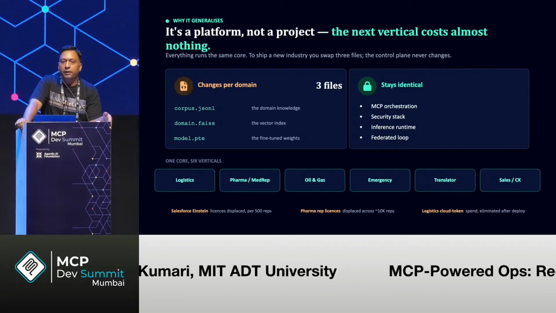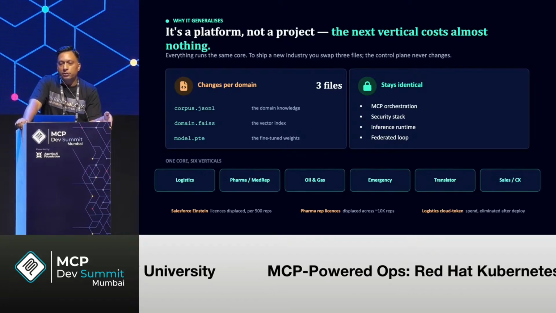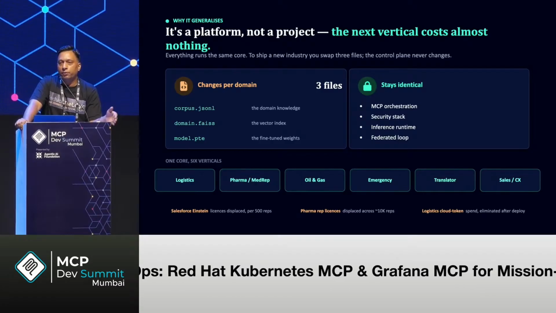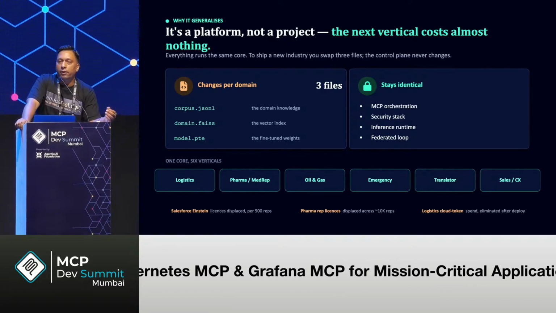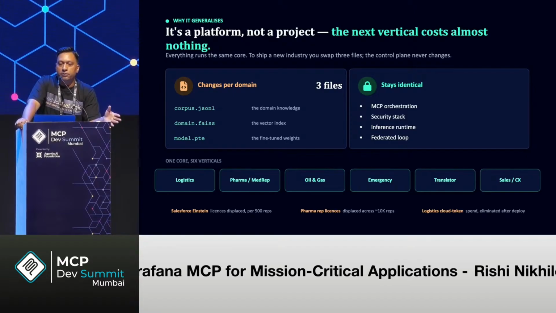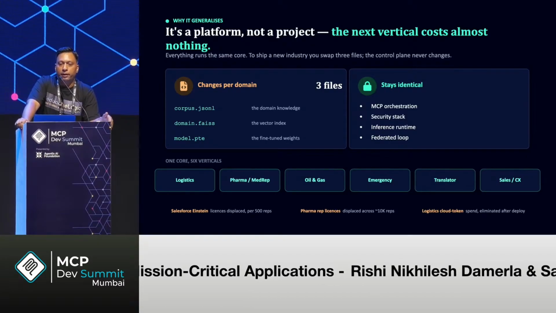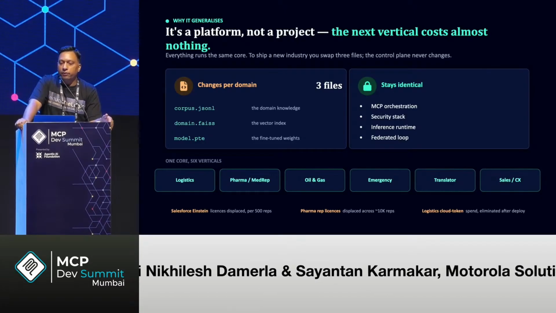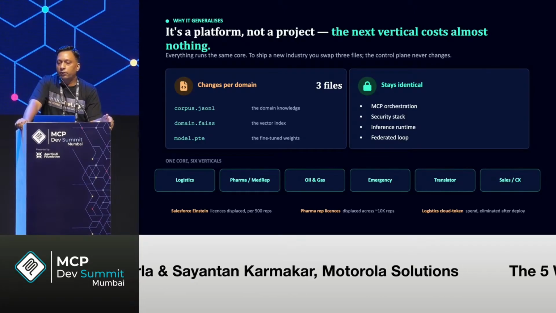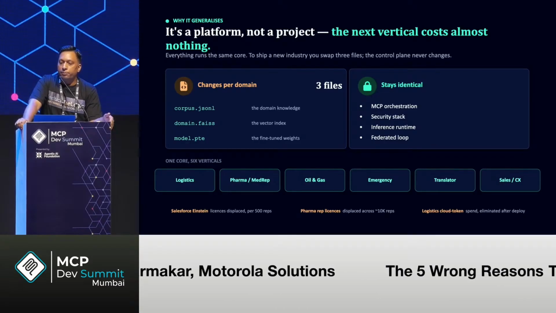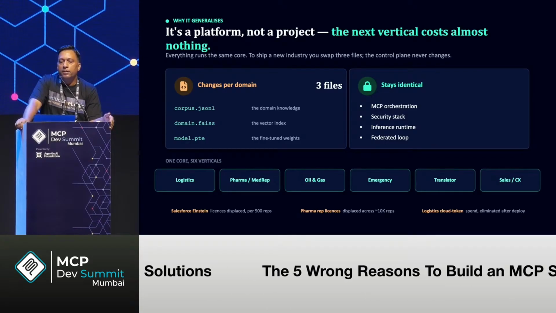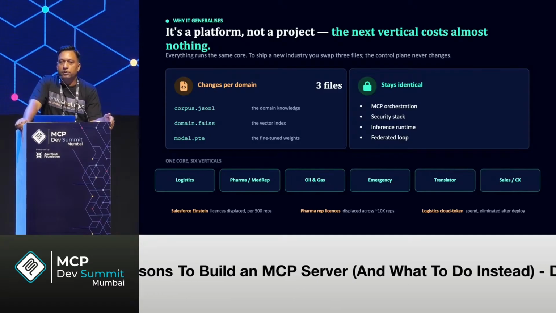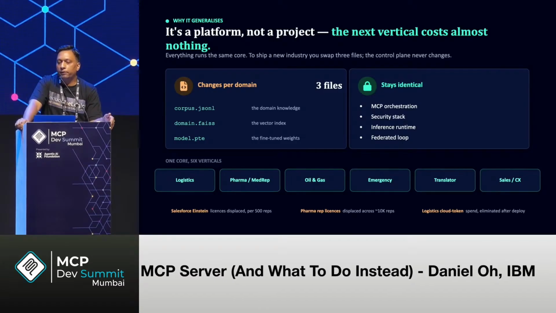And what stays identical, starting from the MCP orchestration to the security stack, the inference runtime or the federated loop, meaning the training of the model, everything will remain intact. So you bring just these three files, and the rest of the pipeline will remain intact. We have extrapolated this for six different verticals, starting from logistics to pharma to emergency or customer experience. Down in the slide, you can see Salesforce Einstein has already proven this. This is from their official documentation.